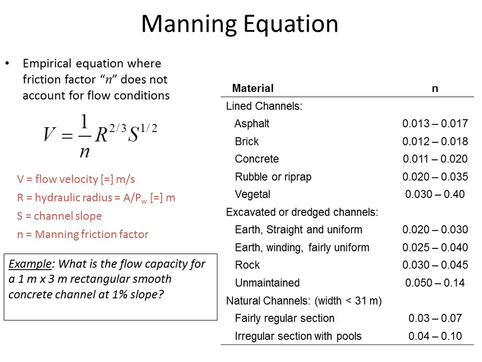What to choose for the n value is often the hardest part because it involves some subjective judgment. In this case, it says it's smooth concrete, and so maybe that's a hint that the n value we select should be on the smaller end of things. What I used was 0.011 as the n value for smooth concrete.